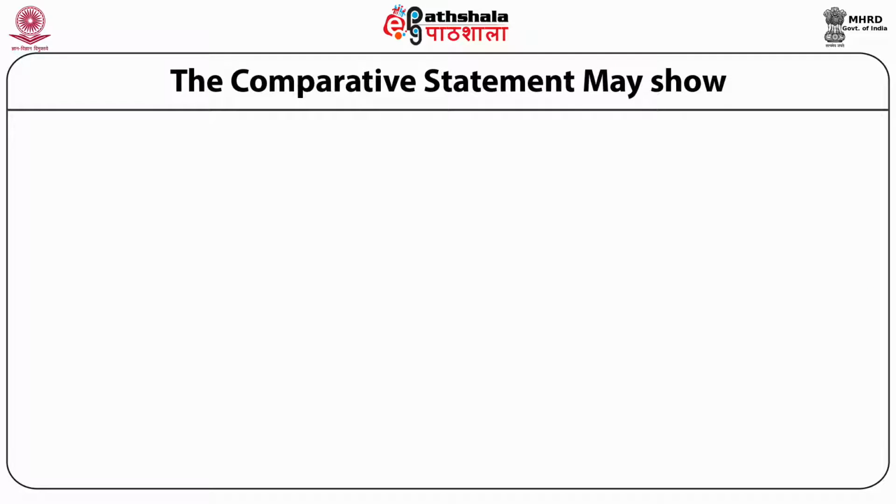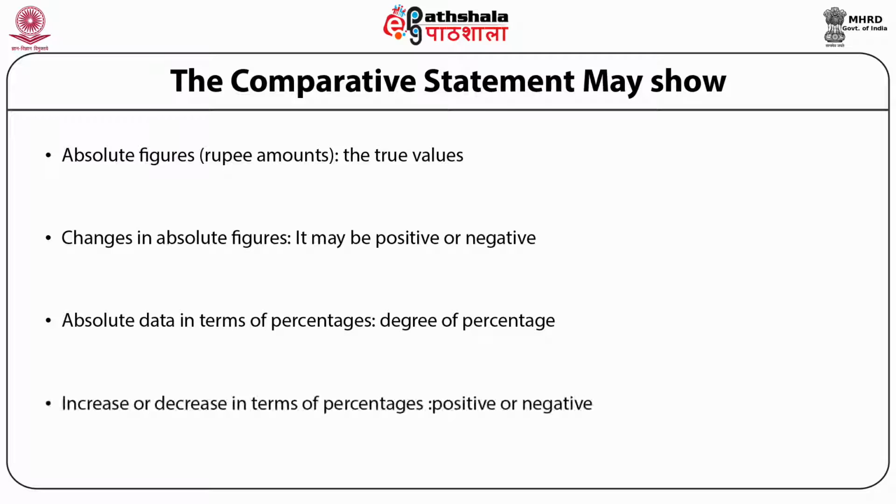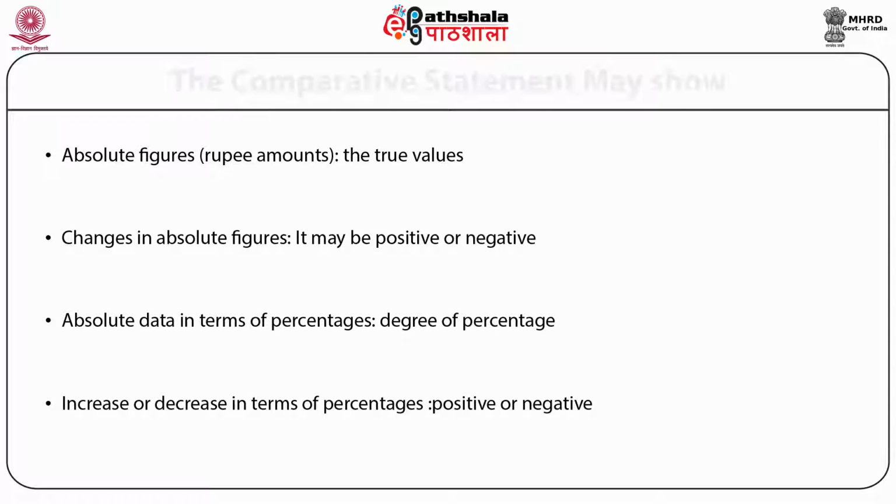The comparative statement may show, first, absolute figures, the true values. Second, changes in absolute figures, which may be positive or negative. Third, absolute data in terms of percentages, the degree of percentage. Fourth, increase or decrease in terms of percentages, positive or negative.